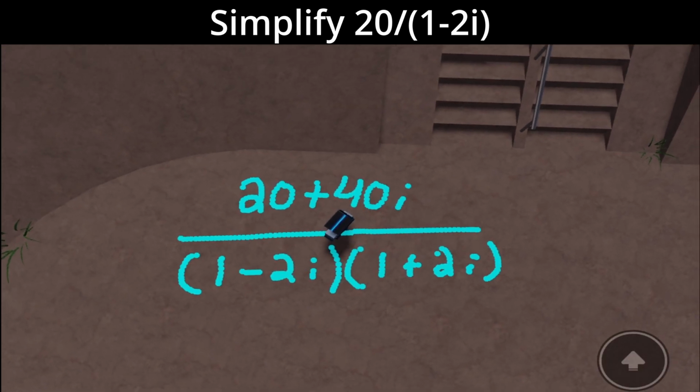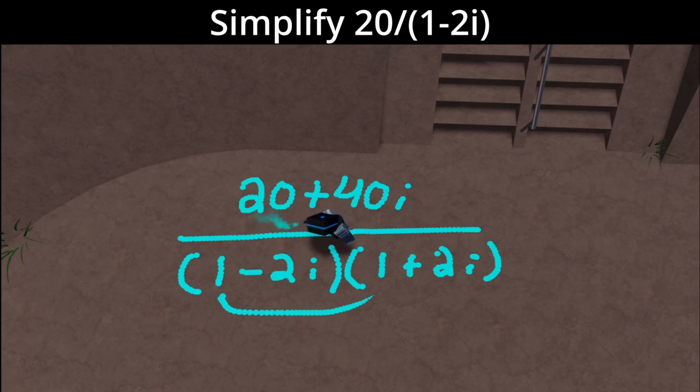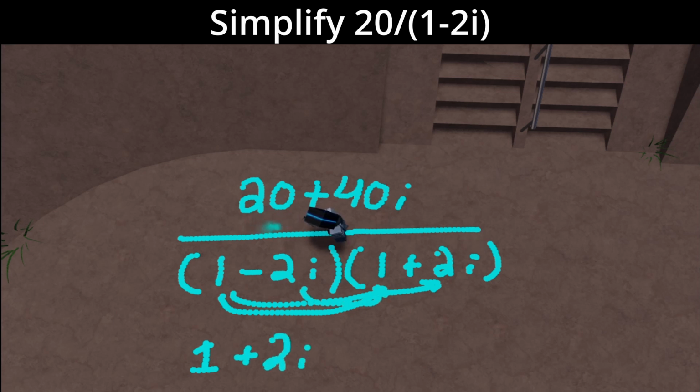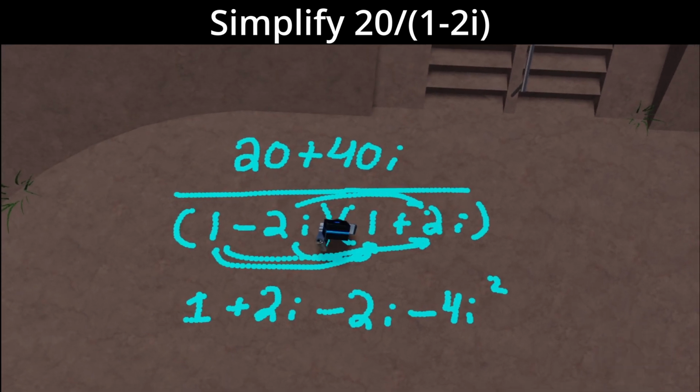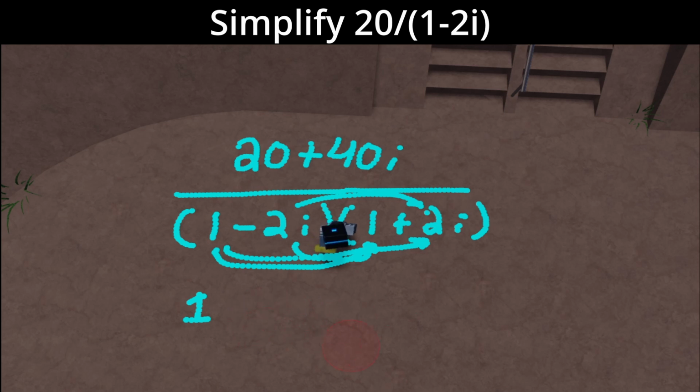Now we need to multiply the terms in the denominator. So to do that, I'm going to do 1 times 1 is just 1. 1 times 2i is just 2i. Minus 2i times 1 is just minus 2i. And then minus 2i times plus 2i is minus 4i squared. And then to simplify this, notice that the 2i and the minus 2i cancel out. And all we're left with is just 1 minus 4i squared.